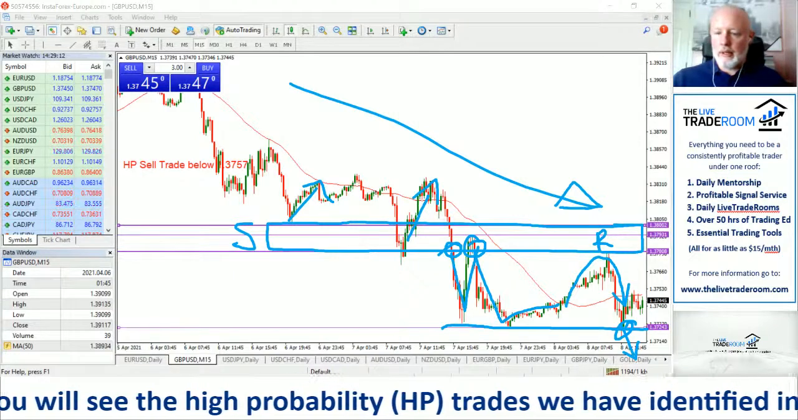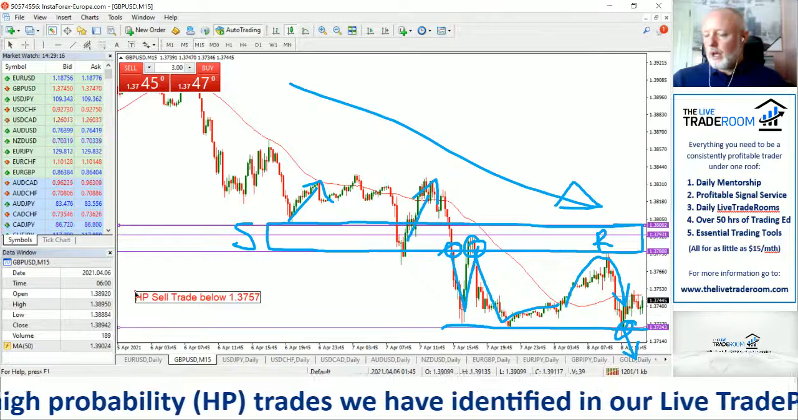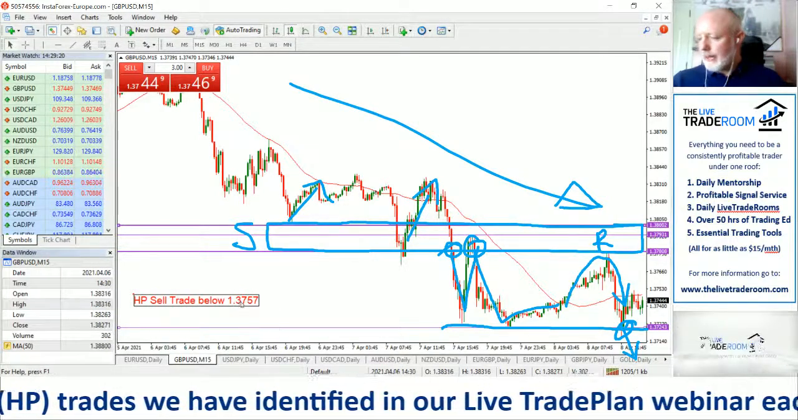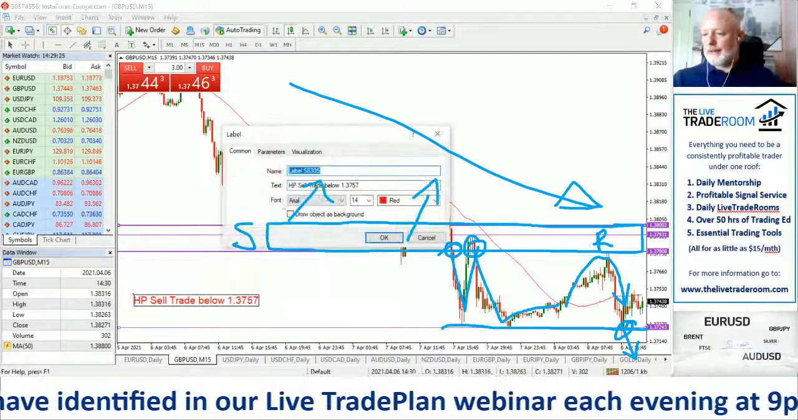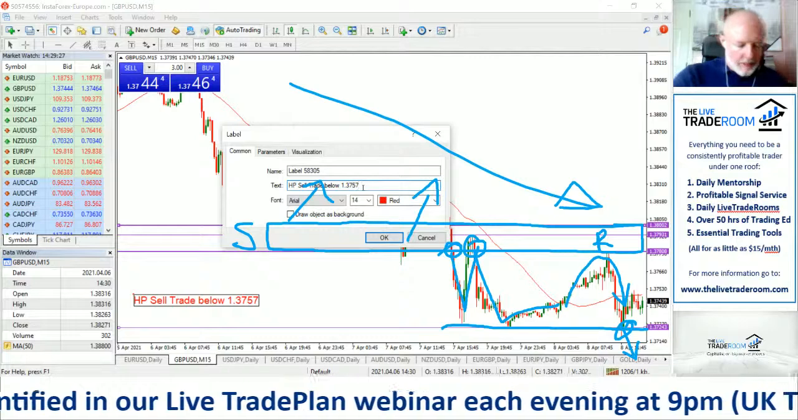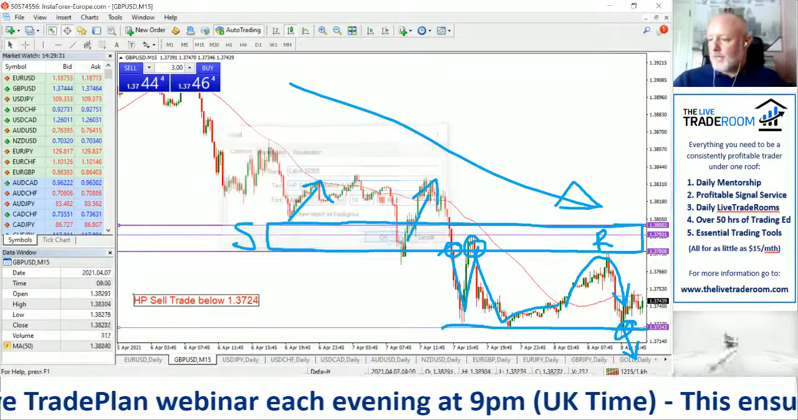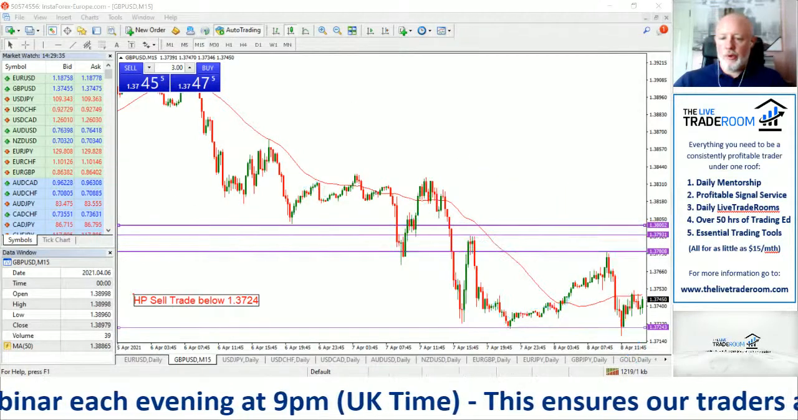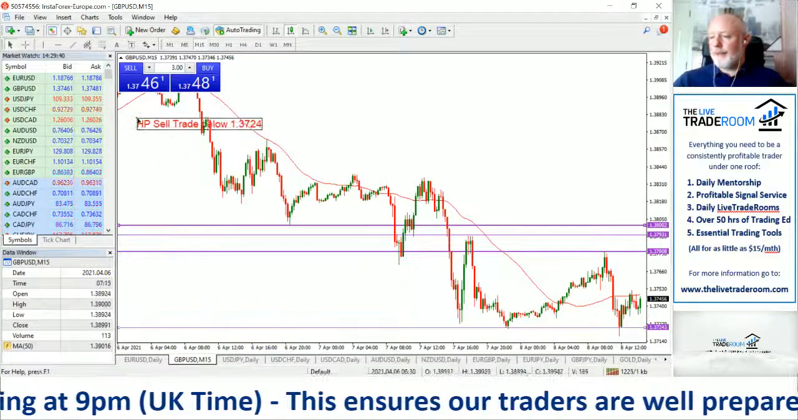So this is a high probability sell trade below 37.24. We're only really, I suppose, 30 pips lower in real terms. So we can keep a close eye on that.